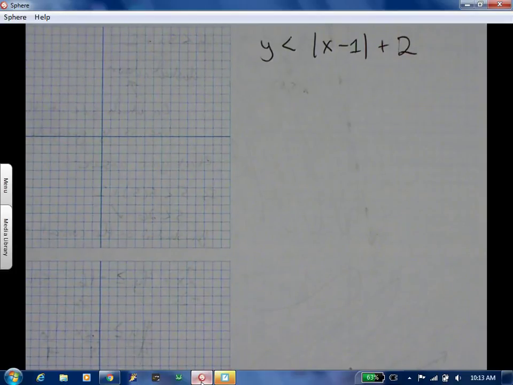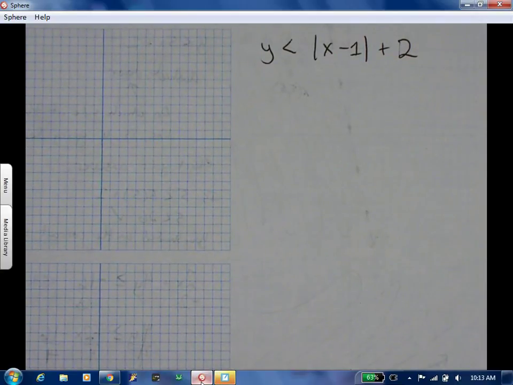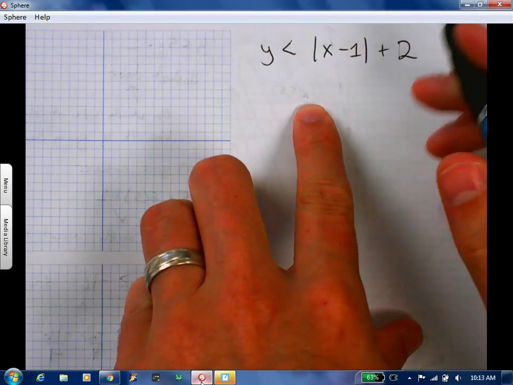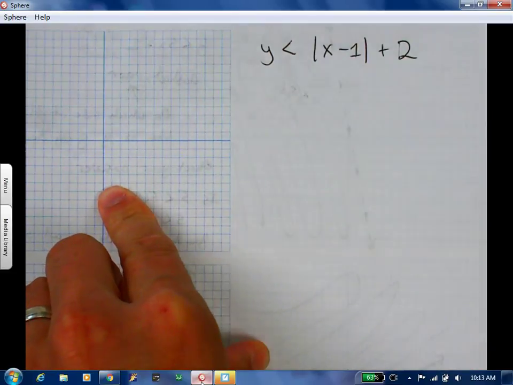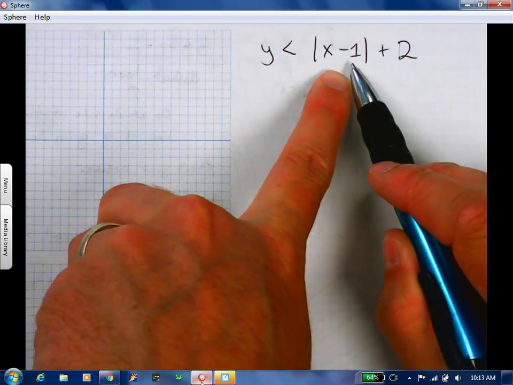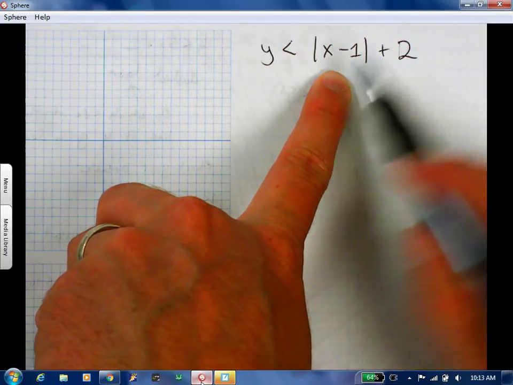Absolute value, what type of graph, what type of shape will they have on our graph? A V. V for victory. Normally, the absolute value starts where? 0, 0. Now, what does the -1 on the inside do to the graph? It makes it go left one. Listen to Kale. Wait. To the right one.